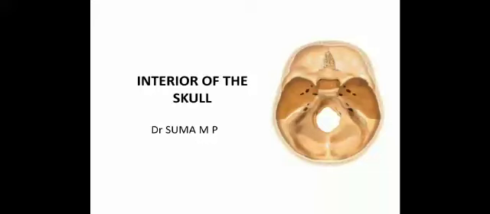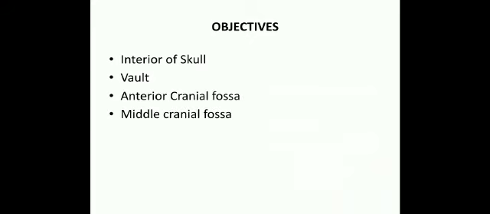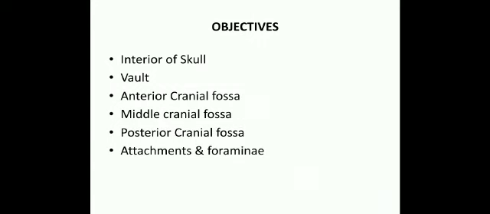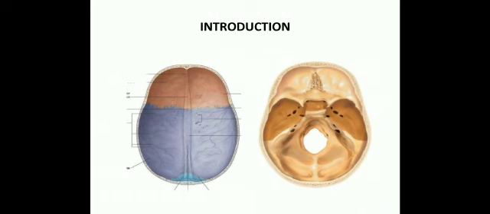Hello everyone. So today we will discuss the interior of the skull. The objectives are to learn about the interior of the skull, the interior aspect of the vault, anterior cranial fossa, middle cranial fossa, posterior cranial fossa, the attachments and foramina in this region, and the clinical anatomy. The interior of the skull will be learned under the vault, which is also known as the skull cap.